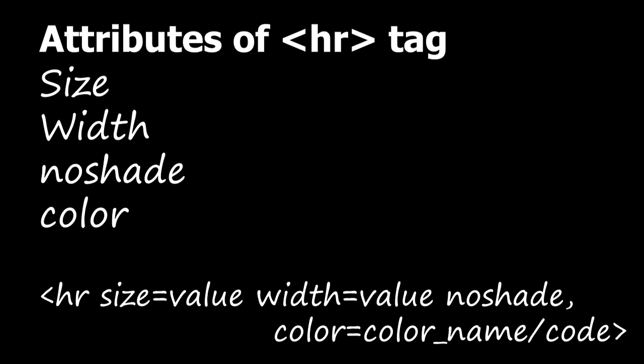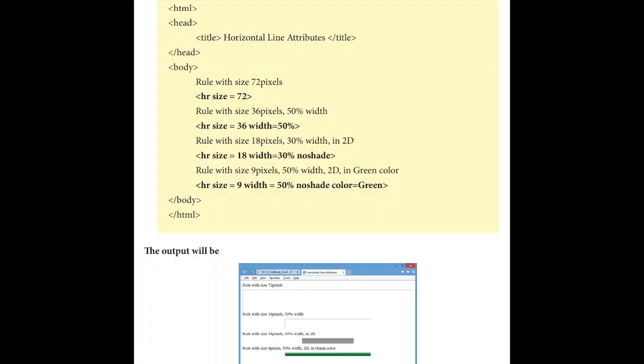Here they have given an example on page number 248. In page number 248, first line, rule with size 72 pixel. Inside the body you can see html, head tag, title tag, and closing the title tag, closing the head tag and all. After opening the body tag only, you will have the body section, and inside this only, whatever content you are having, you have to give it inside this, right? So here the first line is rule with size 72 pixel. That is just a text, right? After that, HR size is equal to 72.